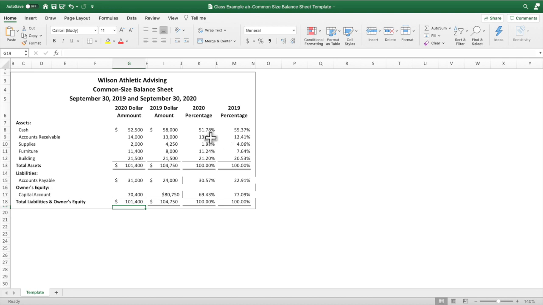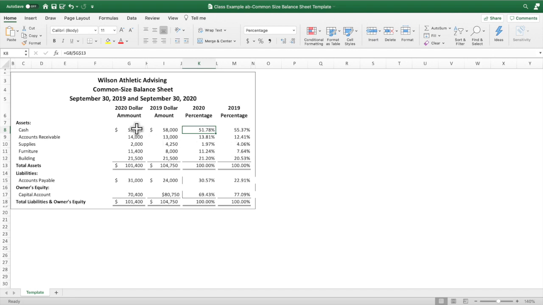Alright, so a common size financial statement is basically you're taking the data from the vertical analysis. Normally it wouldn't show any data from the financial statements, it would just show the percentages, but for this example we're going to show the data from the balance sheet. For Wilson Athletic Advising, we're taking the vertical analysis that we did from 2019 and the most recent vertical analysis and comparing the percentage of the two. So we're going to look at the percentage difference.